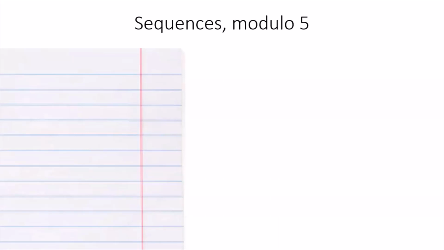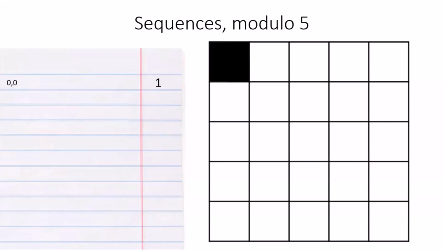So if we're working modulo 5, we're going to get a whole different list of sequences. I'll show you how this works. Let's start out with the simplest possible one. 0, 0 is still the 0, 0 sequence. There's not much to it. There's one pair in the sequence, and if we make a grid, it's going to be the top left corner. We'll just color it black, and that's that.